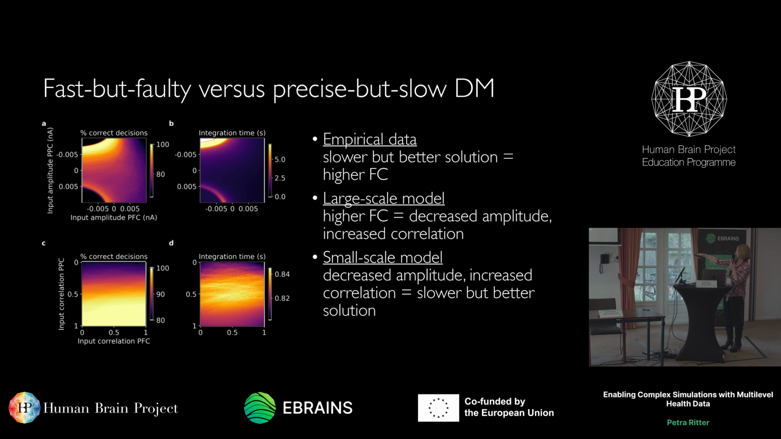And at this stage, I want to summarize what we have found so far, what I have told you before. In the empirical data, we show that slower but better solutions or decisions are linked to higher functional connectivity. Then if we simulate the higher functional connectivity in our models, this is associated with decreased input amplitudes and increased input correlations. And now if we explore the effect of decreased amplitudes and increased correlations on the circuit model, we see that there is actually an effect on the performance and on the time it takes to come to a decision.